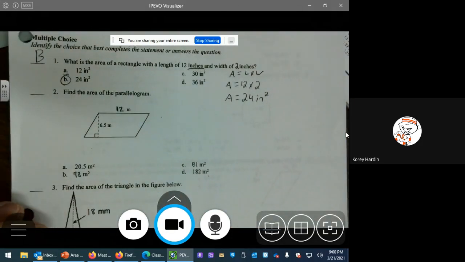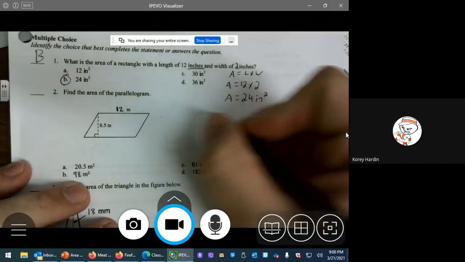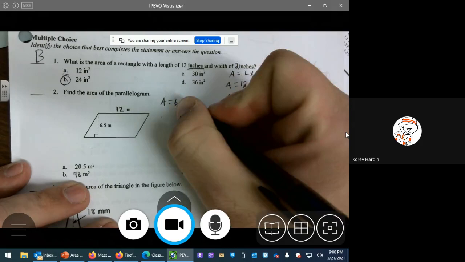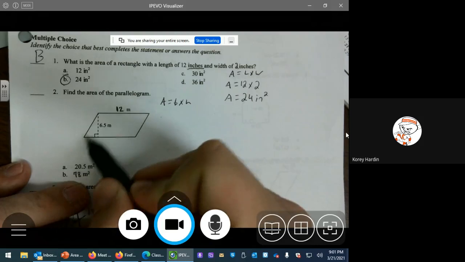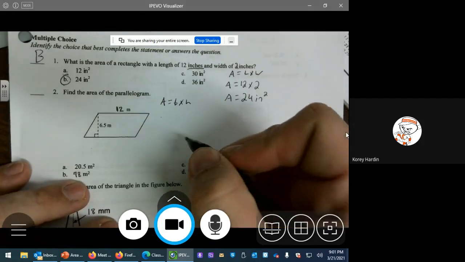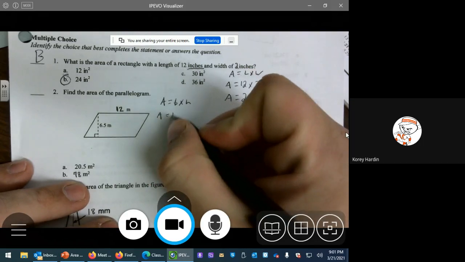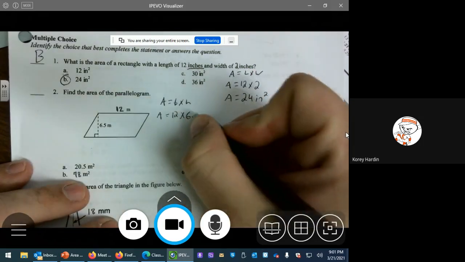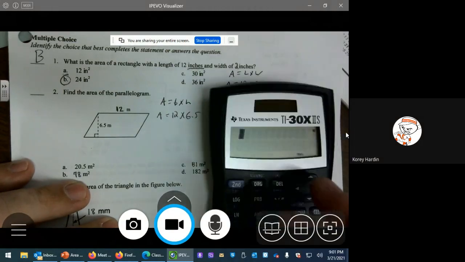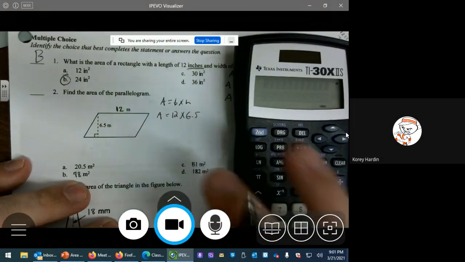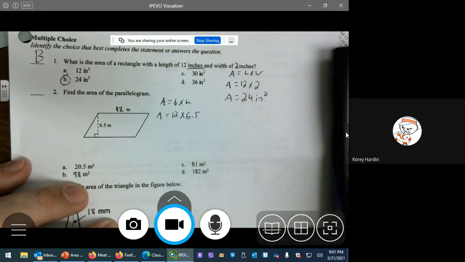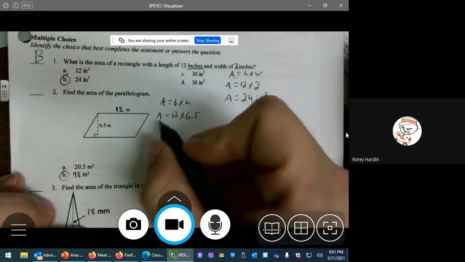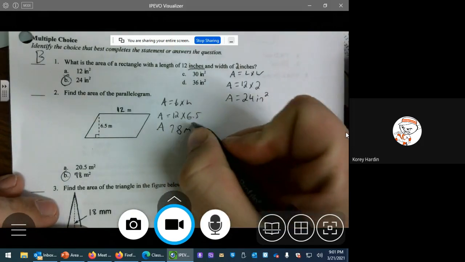Next one, parallelogram. The area of a parallelogram is base times height. Okay, so for a parallelogram, it's base times height. Remember, height always stands straight up. It doesn't slant to the side, so it always stands straight up. So we're going to use the 6.5 and the 12 here. Area equals 12 times 6.5. With this unit, remember, you can use your calculator, okay, as long as you show your work and are writing the lines like you're supposed to here. But I've got 12 times 6.5, and that gives me 78. So my answer is going to be B, 78 meters squared.